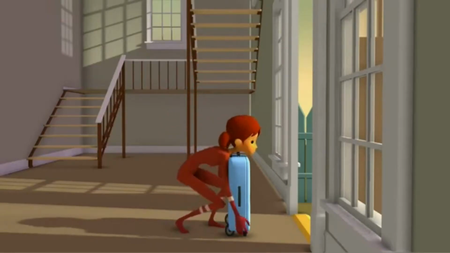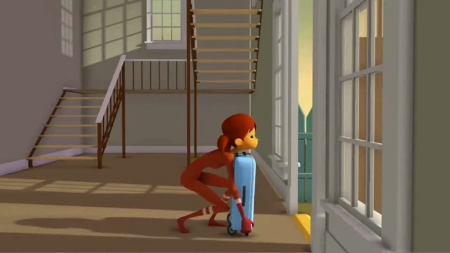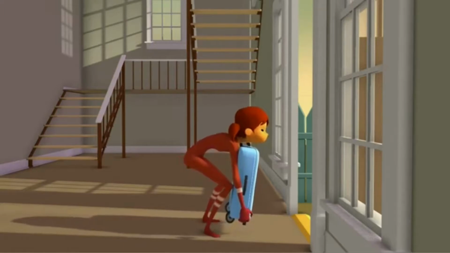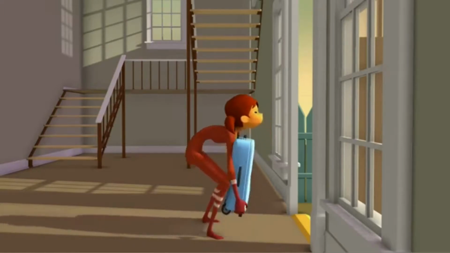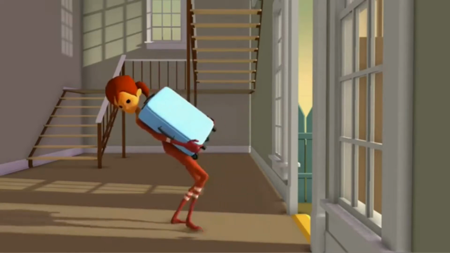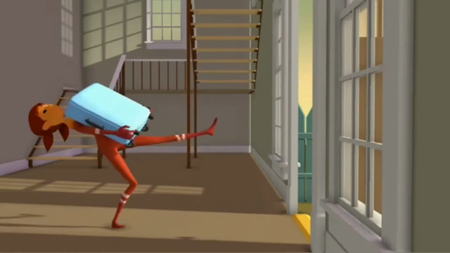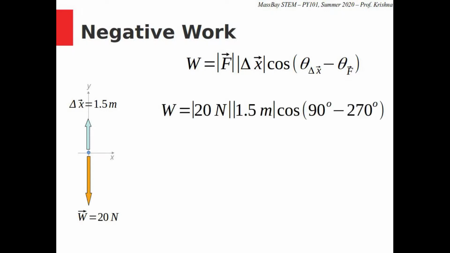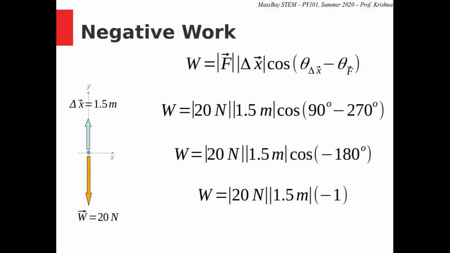At this point, you're probably wondering if there's such a thing as negative work. The answer is a resounding yes. For instance, suppose you lift an object that has a weight of 30 newtons a distance of 1.5 meters. The weight force is pointed downwards, which means its orientation is 270 degrees. The object's displacement is 1.5 meters upwards, which means that the orientation of this vector is 90 degrees.